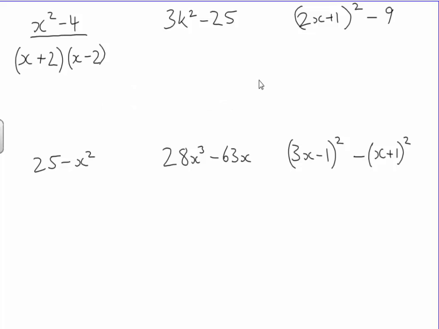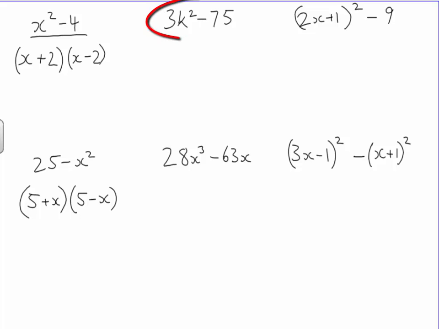Okay, so that was the first one. Underneath here I've got 25 take x squared. It's just like the one above, only the x squared is on the right. Doesn't make any difference really. The square root of 25 is 5. The square root of x squared is x. And then 5 take x. Okay, exactly the same as what I did above, just that the x and the constant term are in different places.